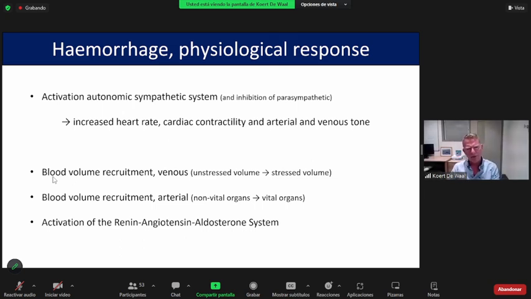What happens in acute hemorrhage and hypovolemia in the physiological realm is that the first thing that happens, you get an activation of your autonomic nervous system and inhibition of the parasympathetic, which increases your heart rate, your cardiac contractility, and your arterial and venous tone. There is blood volume recruitment from the venous system, where the unstressed volume changes into stressed volume. And there is blood volume recruitment in the arterial system, which is slightly different. They reorganize the blood flow from non-vital organs to the vital organs, which is usually your brain, adrenal, and your heart itself. And of course, there's activation of the RAS system.